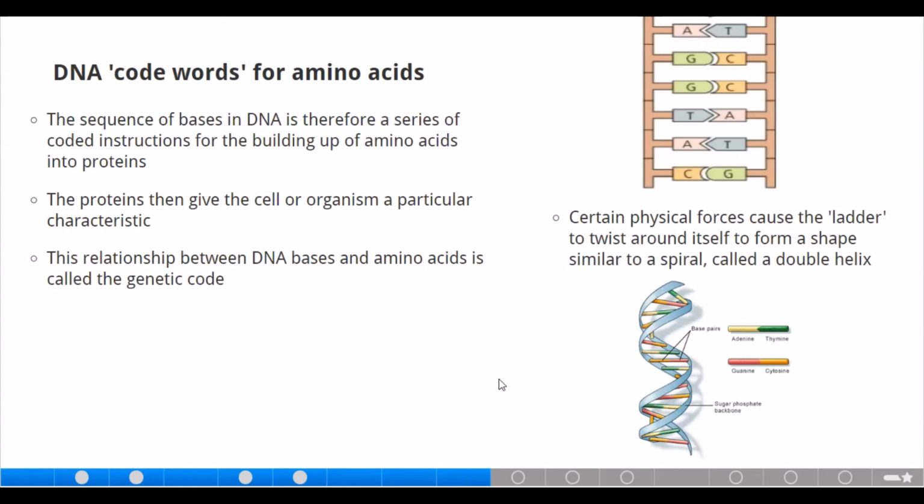The sequence of bases in DNA is therefore a series of coded instructions for the building up of amino acids into proteins. The proteins can then give the cell or organism a particular characteristic, and this relationship between DNA bases and amino acids is called the genetic code. Certain physical forces cause the ladder of the DNA to twist around itself to form a shape similar to a spiral called a double helix.